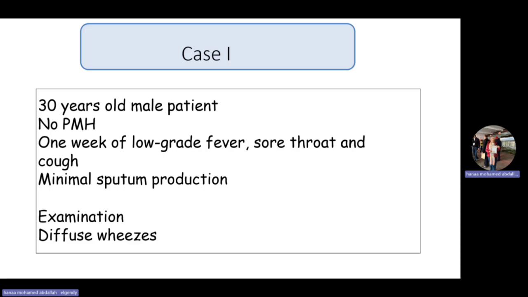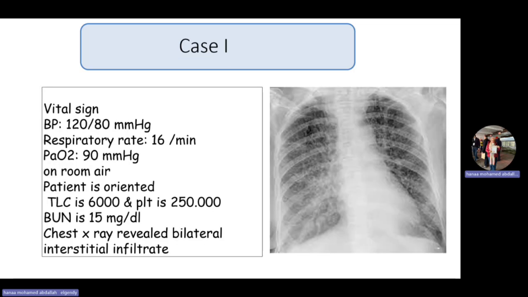of low-grade fever, sore throat and cough, minimal sputum production, and by examination there are diffuse wheezes. The vital signs: blood pressure was 120 over 80, respiratory rate 16, PaO2 90 mmHg on room air, patient is oriented, TLC is 6,000, platelets 250,000, BUN is 15 mg/dL. Chest X-ray revealed bilateral interstitial infiltrate. This is case number one.